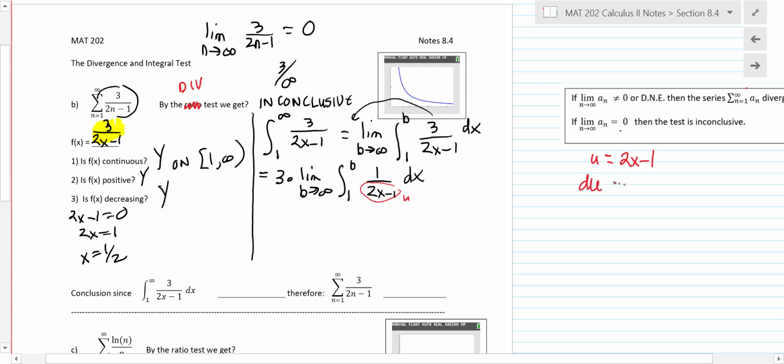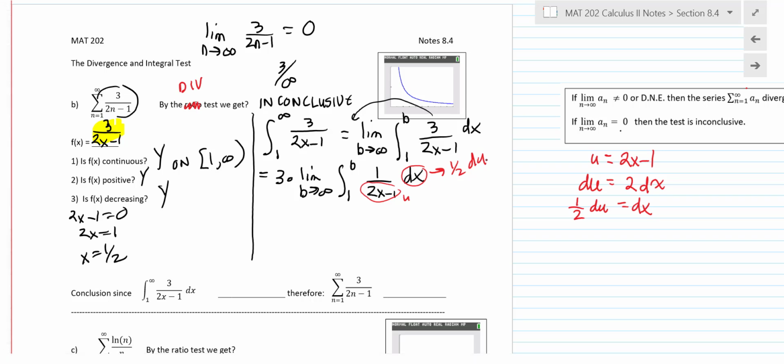Then du is going to be 2 times dx. So if I divide both sides by 2, I'm going to get 1/2 du equals dx. So the dx is going to go to 1/2 du. This is what a lot of you didn't do on the test. A lot of you just forgot all about changing your limits. Most of the time when you're doing a u-substitution, it's not a bad idea to change your limits. Get it out of the way.